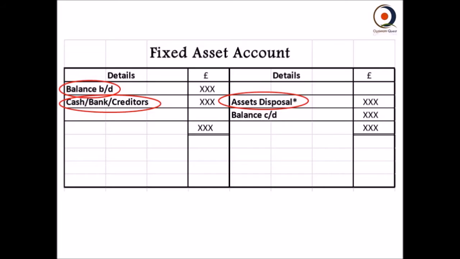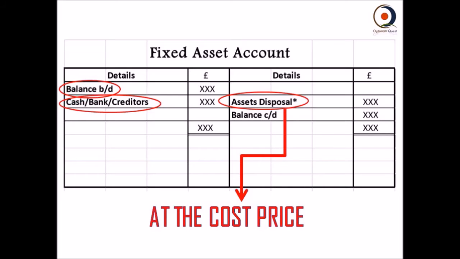The asset disposal on the credit side represents any sale of fixed asset made in the current financial year. Always remember, the disposal will be recorded at the cost price of the asset that has been disposed. Suppose you have disposed machinery for £40,000 which you purchased by £100,000. So the cost price here is £100,000 and the selling price is £40,000. And therefore, we will record the asset disposal on the credit side by £100,000 and not by £40,000.